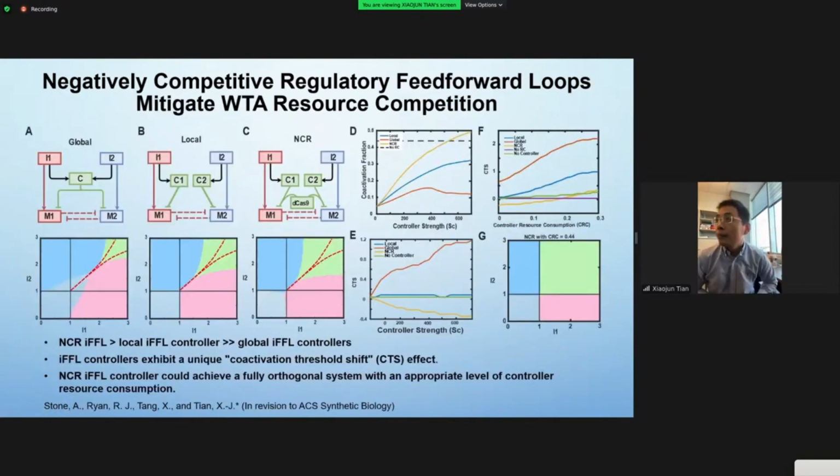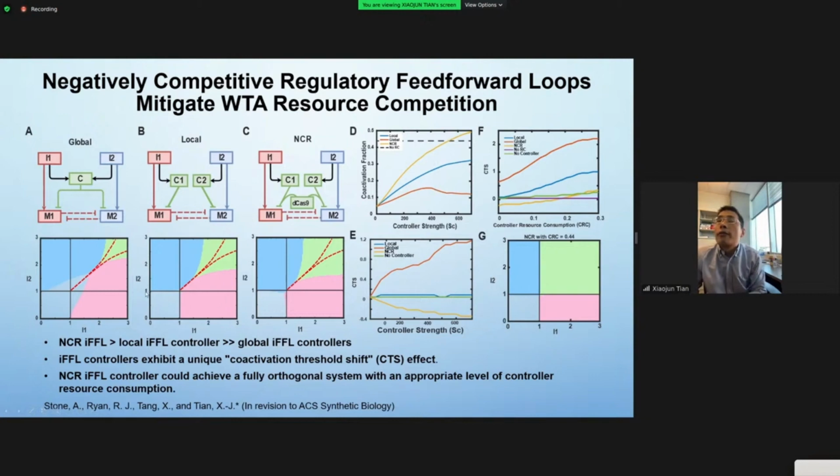And we also apply this to the feed-forward mechanism, right? So we could have a local controller, where the inducer will also induce some control node to inhibit the module, right? And also we could have a global controller, where the inducer will induce some control node to inhibit all of them, and we could have an NCR by including the dCas9, by including competition here. What we can see here, still the NCR is much better when we increase the controller strength. We have the NCR always better than the local controller and the global controller.